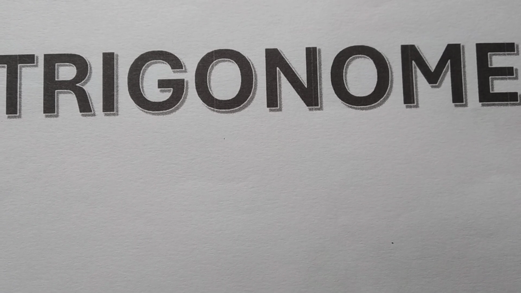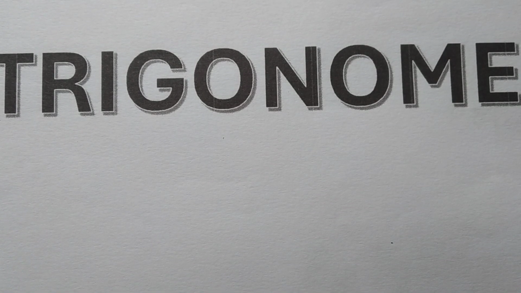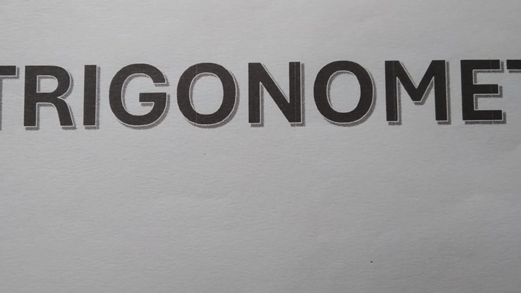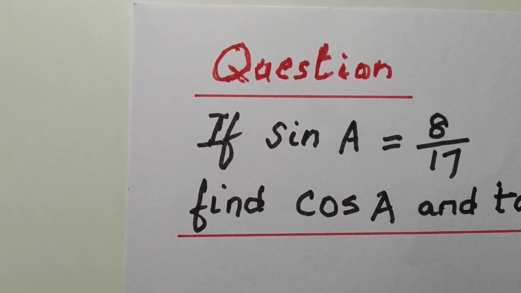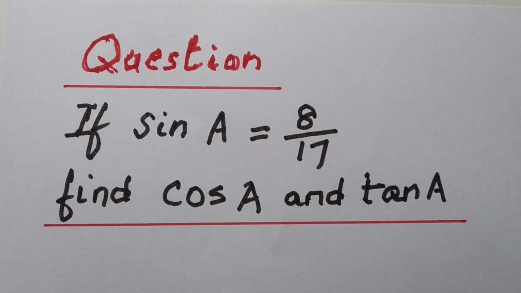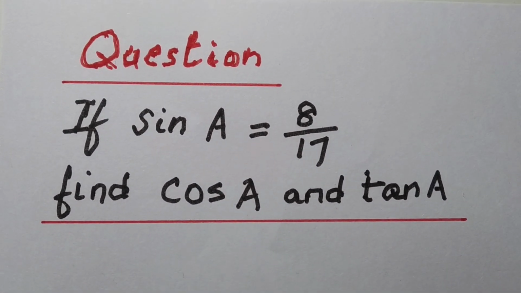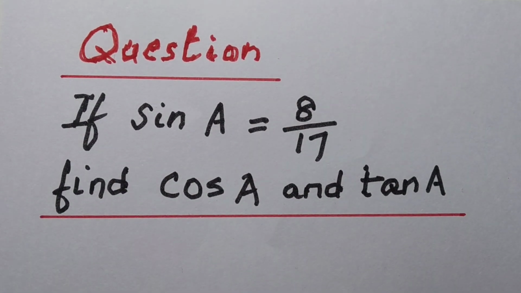Today we will continue with our discussion on trigonometry and look at solving numerical problems related to trigonometric ratios. We start with this simple problem. Now this is the question: if sin A is equal to 8 by 17, find cos A and tan A.